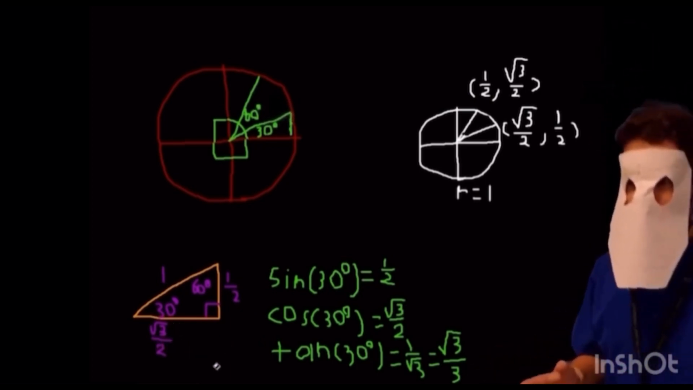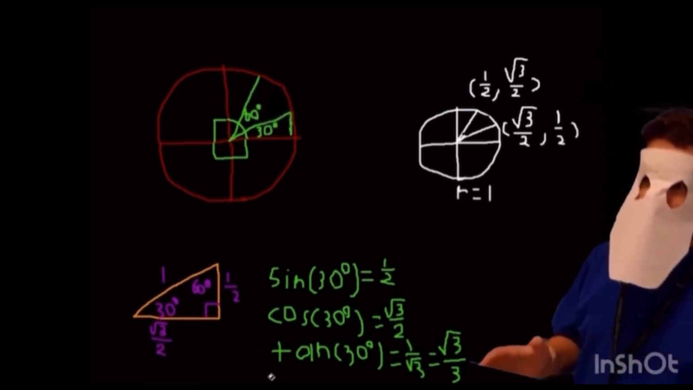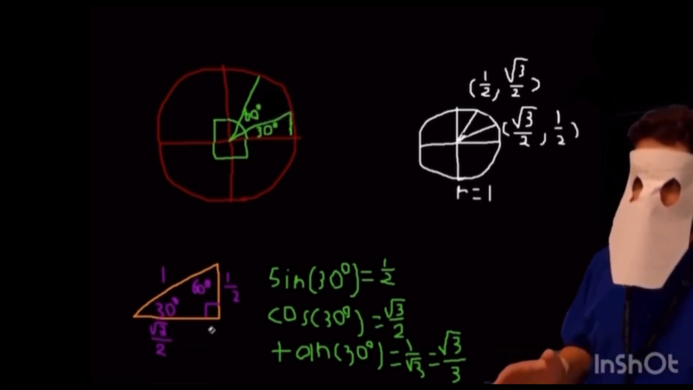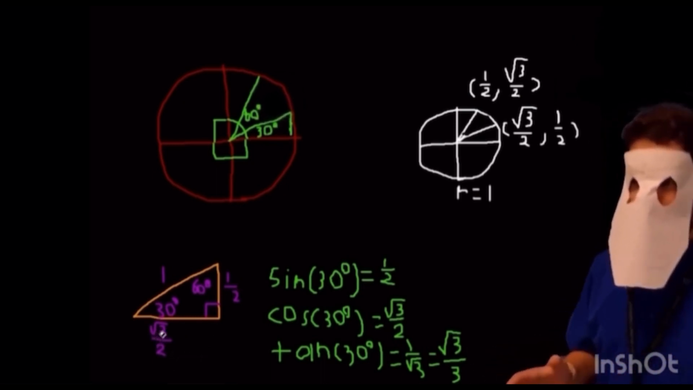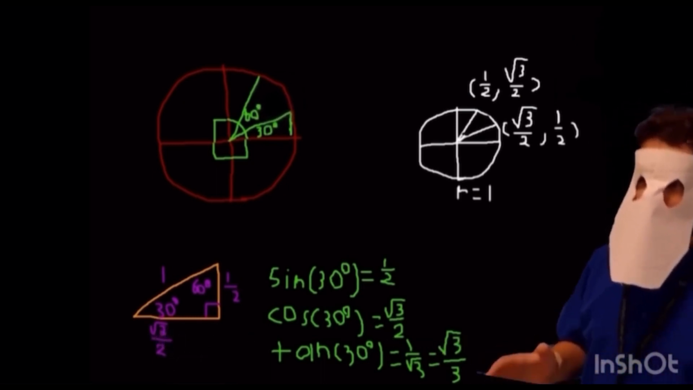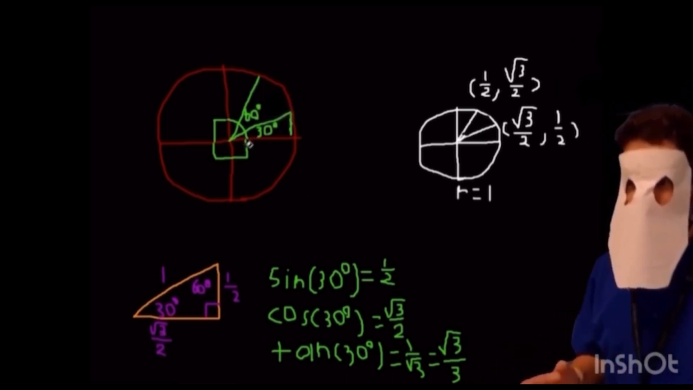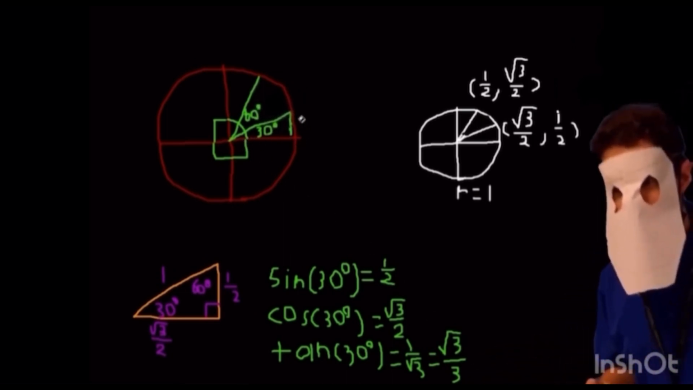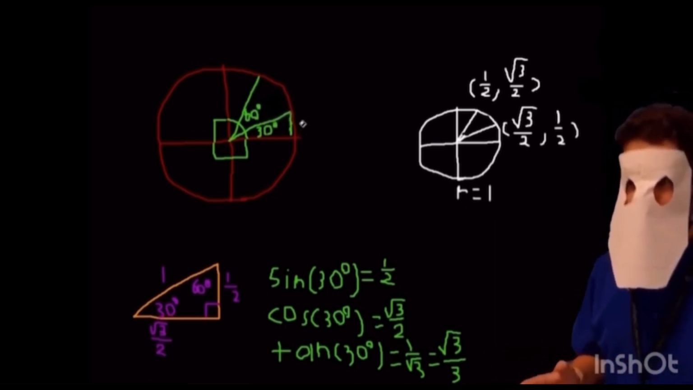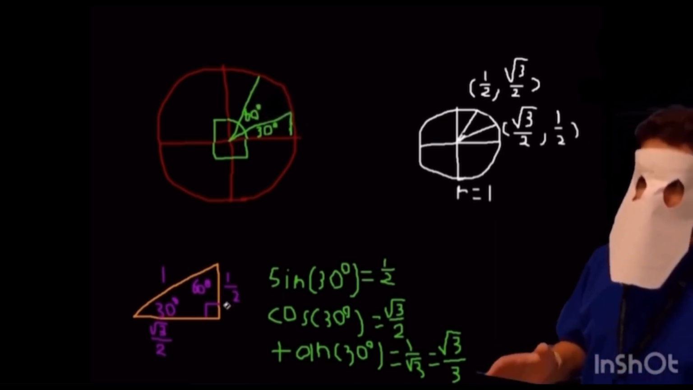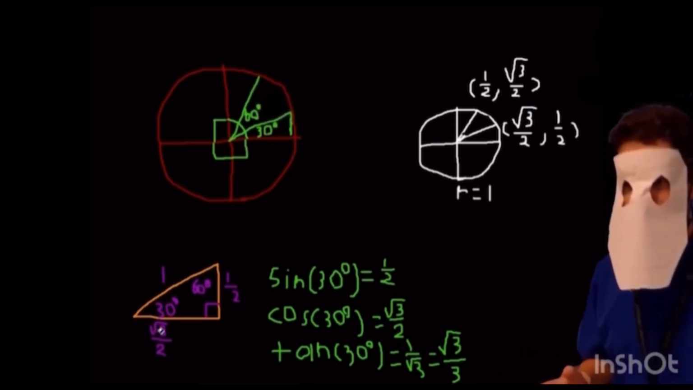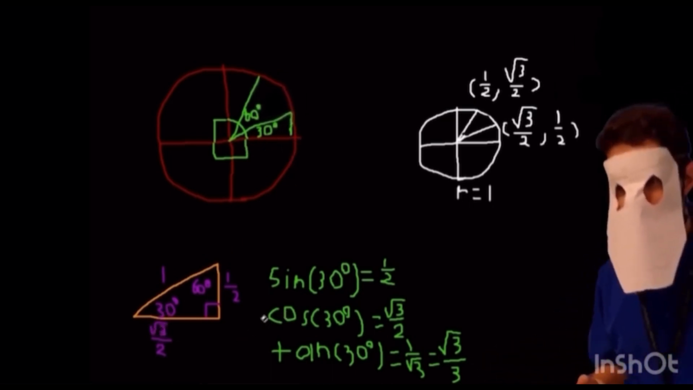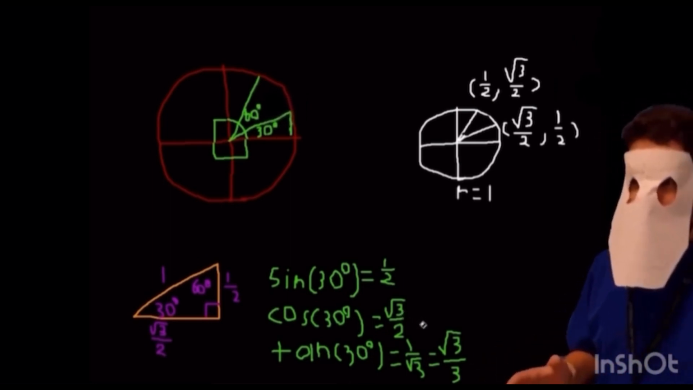And the tangent of 30 degrees would be 1/2 over the square root of 3 over 2, which is 1 over the square root of 3, which is equal to the square root of 3 over 3. So we can see here on the unit circle that the y-coordinate is equal to the length of the opposite side, and the x-coordinate is equal to the length of the adjacent side. So that means that cosine is equal to the x-coordinate, and sine is equal to the y-coordinate.